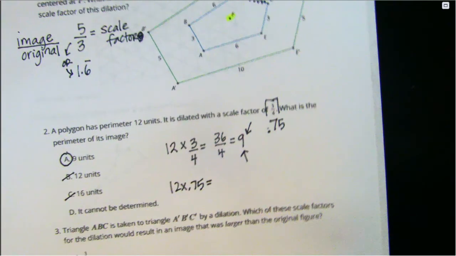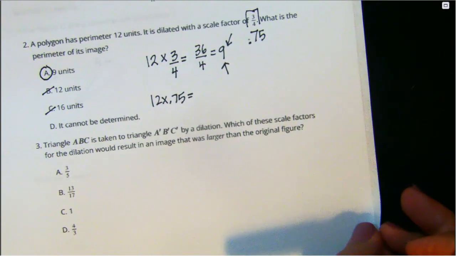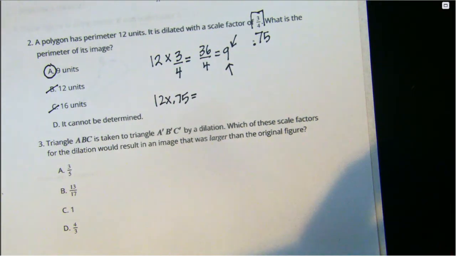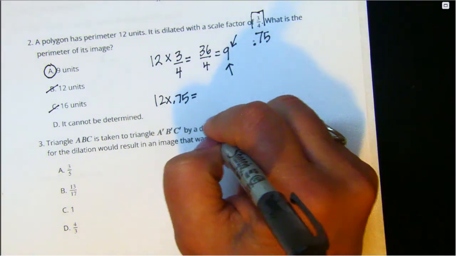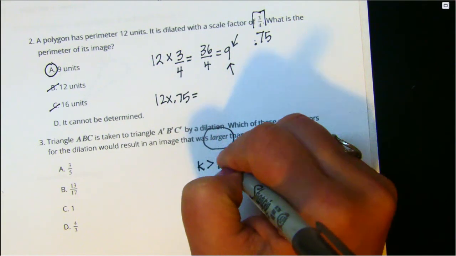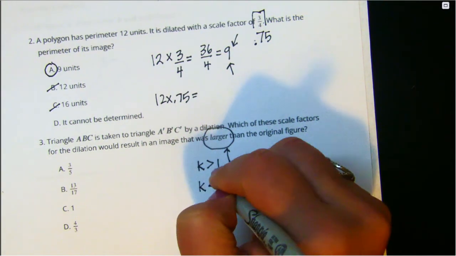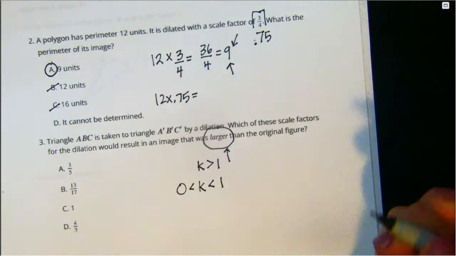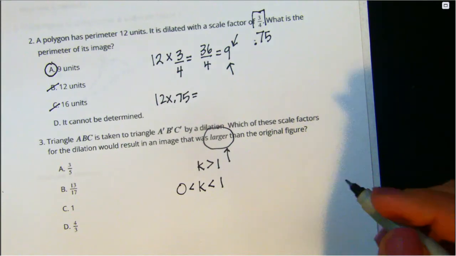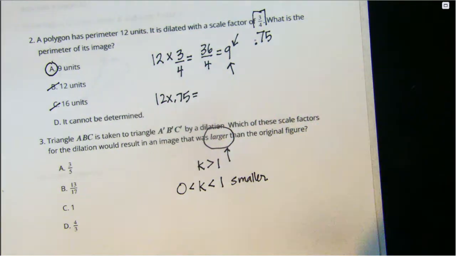All right. Number 3. Triangle ABC is taken to triangle A prime, B prime, C prime by a dilation. Which of these scale factors for the dilation would result in an image that is larger? So if the scale factor is bigger than 1, we know it's going to be larger. If the scale factor is less than 1, between 0 and 1, so like a half, a fourth, 3/4, then it's going to be smaller. So I'm supposed to look over here at these numbers, and I need to pick one that's bigger than 1.